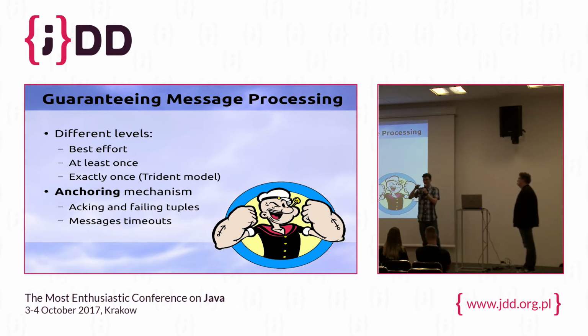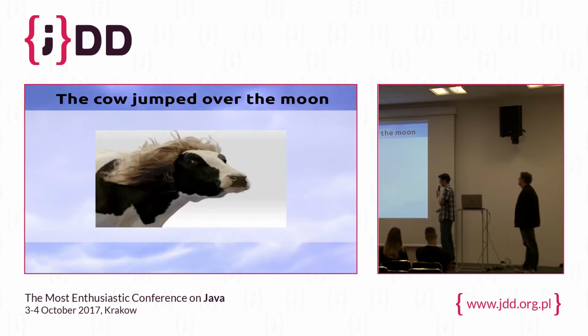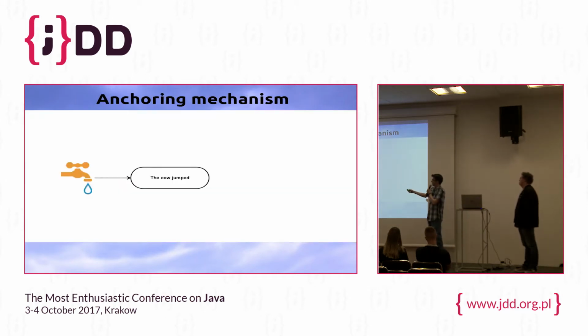Every tuple which goes from a spout has a message timeout set. For example, if you set it to 30 seconds, and the spout doesn't get the ACK signal that the tuple was processed successfully, the tuple will be failed. And what about successfully processed tuples? Storm builds a tree. So now please imagine that the cow jumped over the moon. The cow is quite confused, so let's just make her jump. Imagine that you've got a spout that emitted the sentence "the cow jumped."